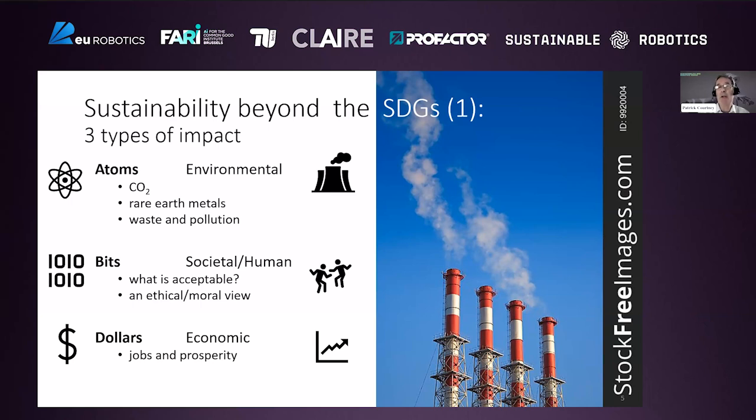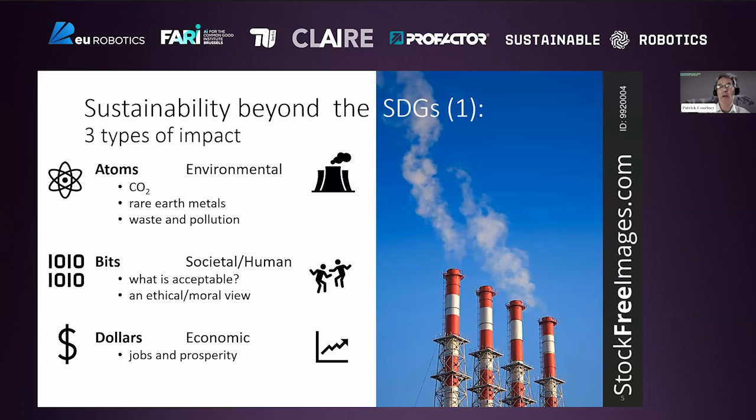Another aspect, though, complementary to that, is in the world of bits and data and culture. So we think about society, some people call it human. What is acceptable? What is an acceptable way to treat people, to use them, to work them too hard, to make them live and operate in difficult circumstances, as an ethical and moral view, which is separate from that of the environment. And that is one that, again, was brought up in our first webinar, and certainly one to be taken very seriously. For many people, it's an important part of their values.